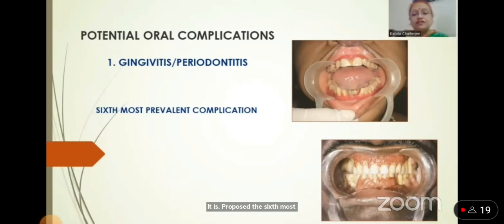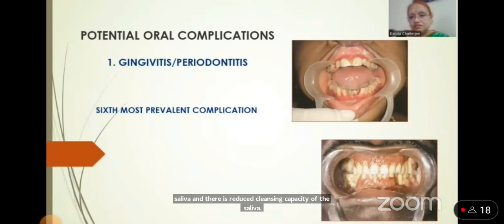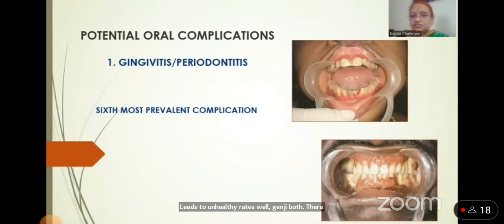Now, due to lack of saliva, more bacterial growth in the oral cavity, more carbohydrate content of saliva, and reduced cleansing capacity of the saliva, there is unhealthy, red, swollen gingiva. There is severe bleeding from the gingiva, plaque deposition, and gradual mobility of teeth.